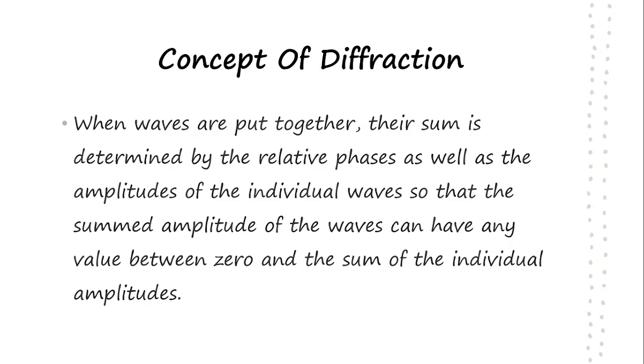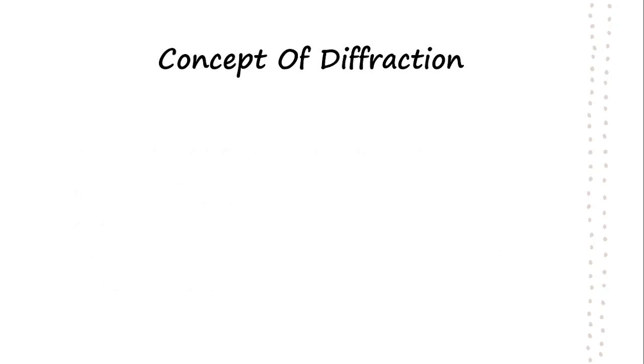We talked about this concept when we were discussing all the terminologies related to waves. Amplitude is just the height of the wave of these individual waves, so that the summed amplitude of the waves can have a value between 0 and the sum of the individual amplitudes. So that's how it is.